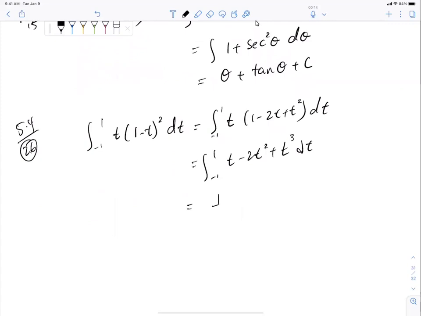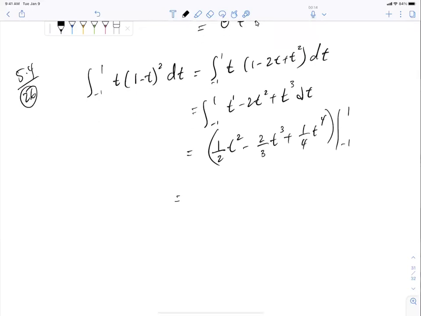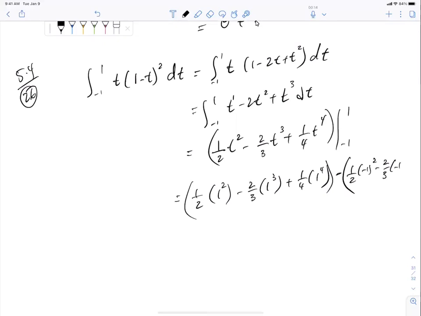Antiderivative of t is 1/2 t squared. Again, the power is 1, so you get 1 over 1 plus 1, which is 2, t to the 1 plus 1, which is 2. 2/3 t cubed, 1/4 t to the 4th. And I'm evaluating that from -1 to 1. So I get 1/2 times 1 squared minus 2/3 times 1 cubed plus 1/4 times 1 to the 4th. So that's the positive part. Minus 1/2 times (-1) squared minus 2/3 times (-1) cubed.